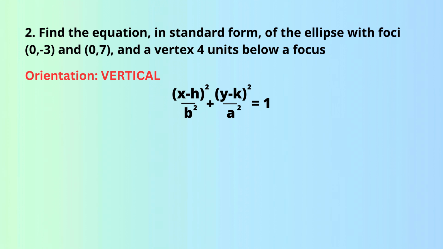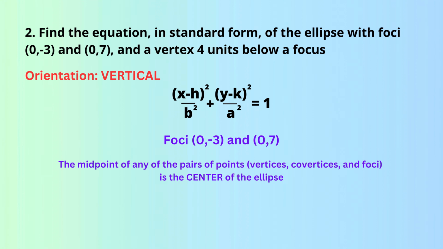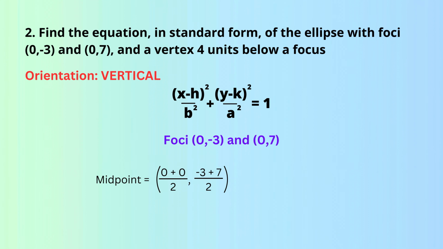From the given foci, 0, -3 and 0, 7, we will find our center. Take note that the midpoint of any pairs of points, like vertices, covertices, and foci, is the center of the ellipse. So we need to find the midpoint between the foci, to find the center. Midpoint is the average of coordinates of 2 points, so, if we have 0, -3, and 0, 7, the midpoint will be 0, 2. This now is the center of our ellipse.